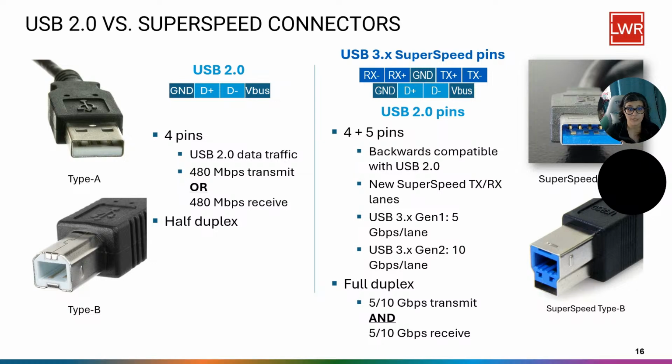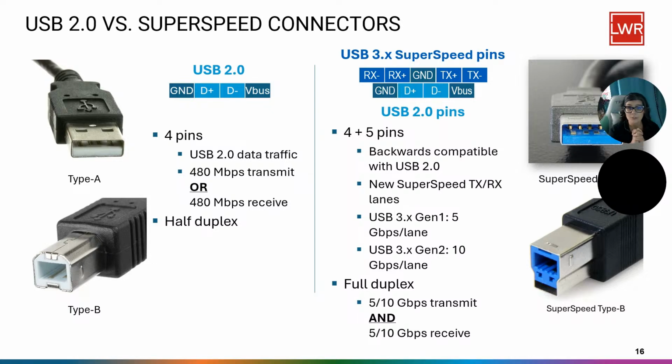Jumping out to USB 3.x, which again is going to be our super speed connectors over here on the right. What the USB standard did with the 3.x was add 5 additional pins to that standard. And those 5 additional pins, A, are backwards compatible to USB 2.0, and B, give you that super speed technology, which is going to give you 5 or 10 gigabits of data transfer speed. And most importantly, because we now have those additional channels, we're talking about full duplex, meaning they can send and receive at the same time.